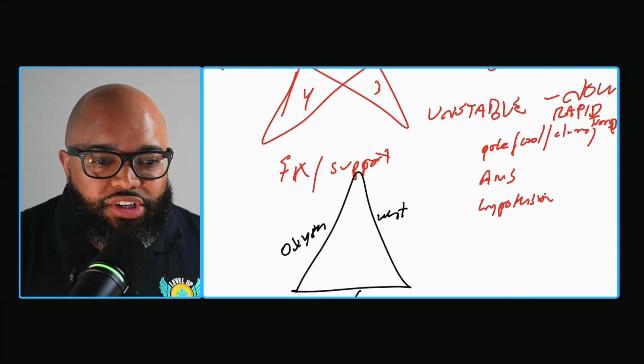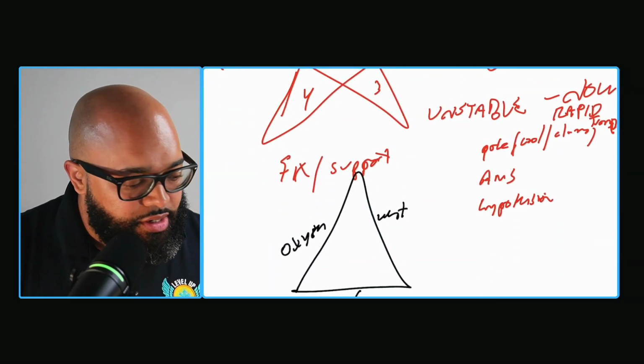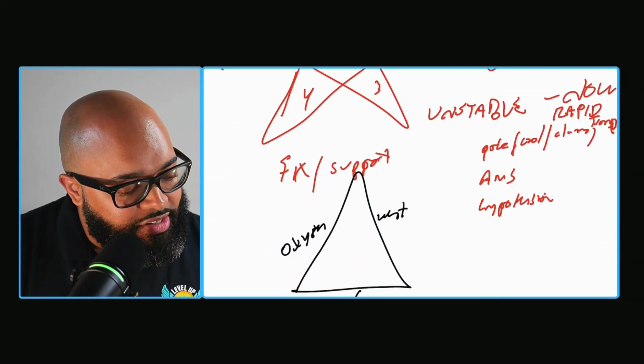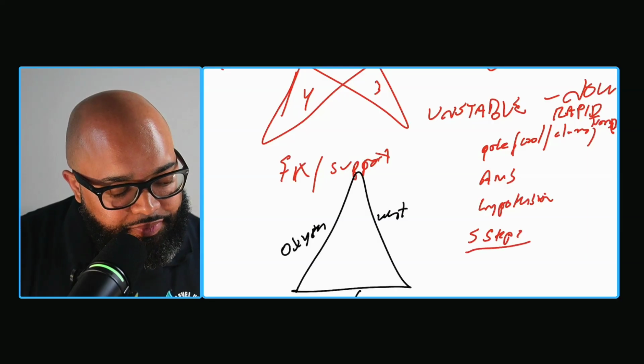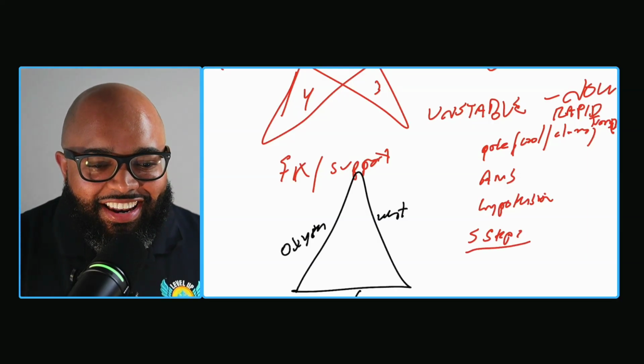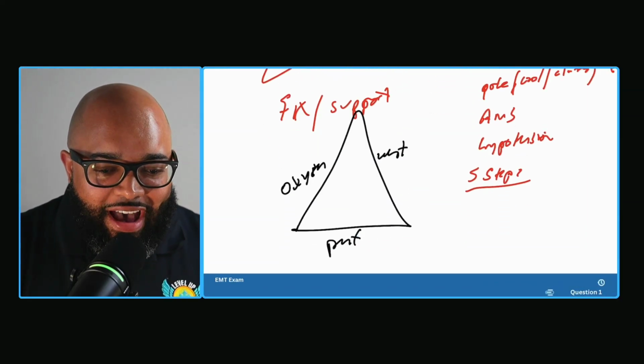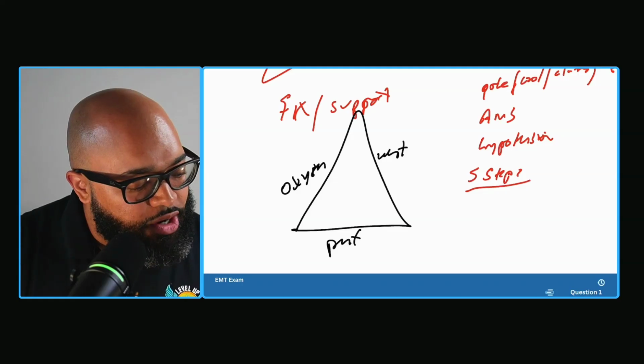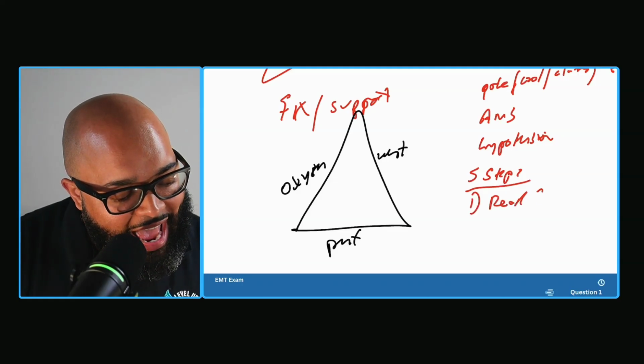Now, the next thing I want you to know is how we take a test, okay? There are 5 steps to taking a test. How many steps? Type it in the chat. How many steps to taking a test? All right, 5. Angela says 5. Good. Okay, so step number 1 is to read the actual question.